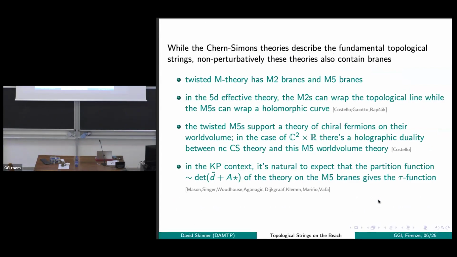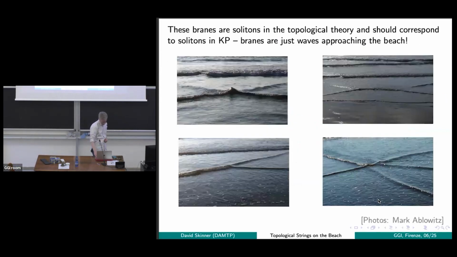Now, perturbatively, that gives you the Chern-Simons theory, but non-perturbatively, these string theories will also contain various branes, and in twisted M theory, you'd have M2 branes and M5 branes. And these can wrap various things. So the twisted M theory initially starts in 11 dimensions, but you reduce it down to 5 dimensions, and you get that Chern-Simons theory, the non-commutative Chern-Simons theory. Those branes can wrap various things in the 5-dimensional theory.